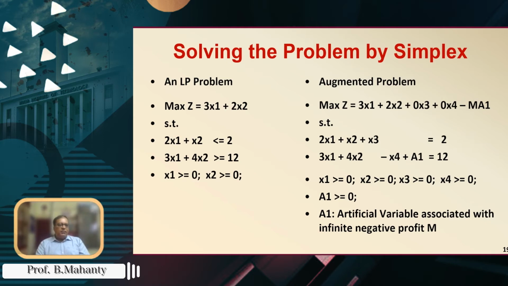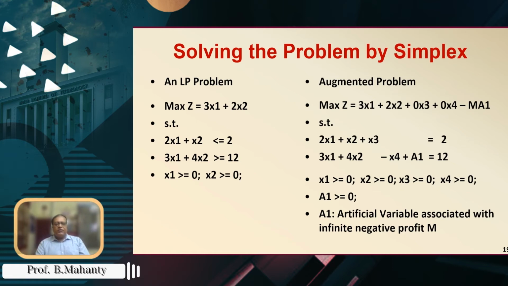So if we try to solve by simplex, let us see what happens. Because one constraint is less than equal to, we add a slack variable, that is x3, and the other constraint is greater than equal to, so we need a surplus variable x4 and an artificial variable a1. The objective function is maximization, so therefore the artificial variable will be associated with a minus M, that is its profit coefficient, and both x3 and x4 will have 0 values.